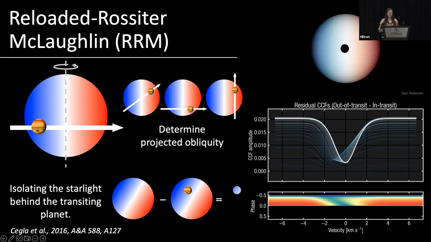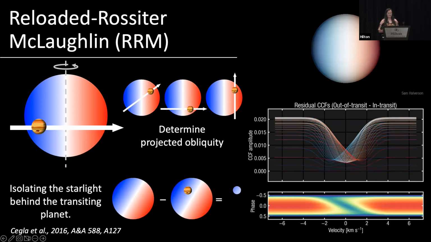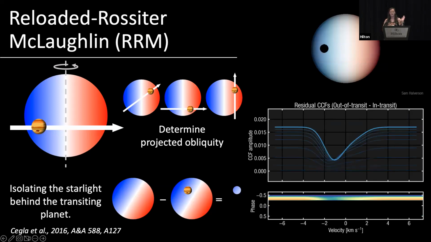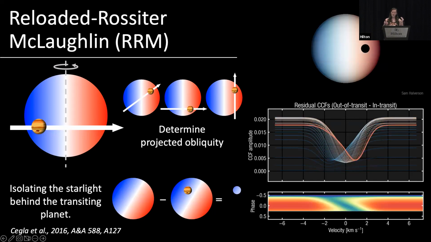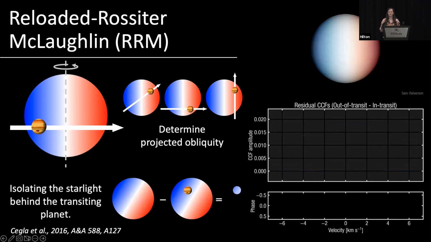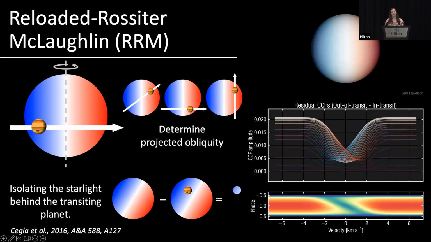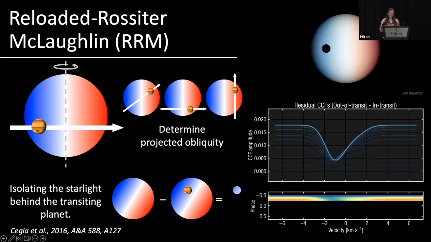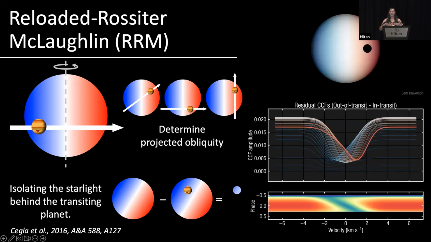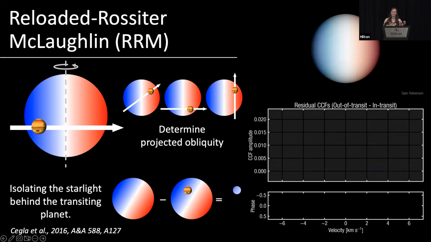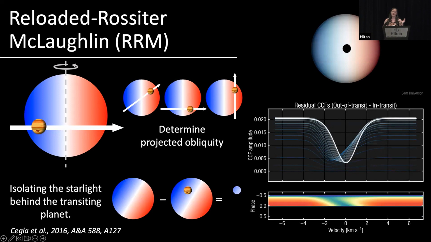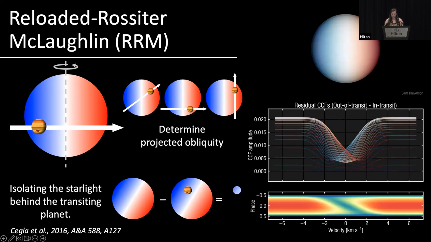This video was kindly given to me by Sam, and you can see in the top plot, you've got the planet crossing the stellar disk. And then in the middle panel, you've got the local CCF, so these are the in-transit subtracted from the out-of-transit. And then in the bottom panel, you've just got a top-down view of this. And you can see there's a shift in the centroid as the planet tracks across the stellar disk.